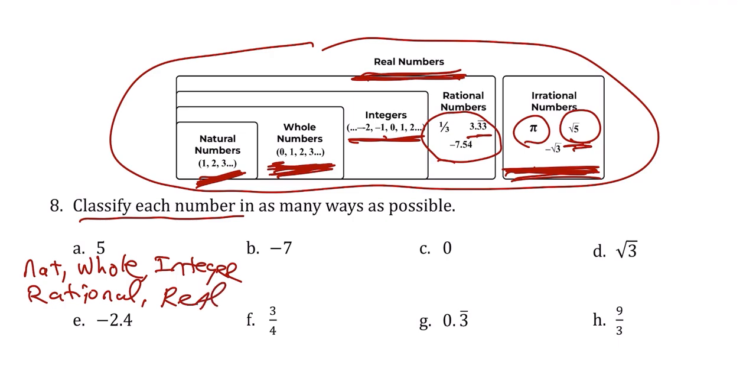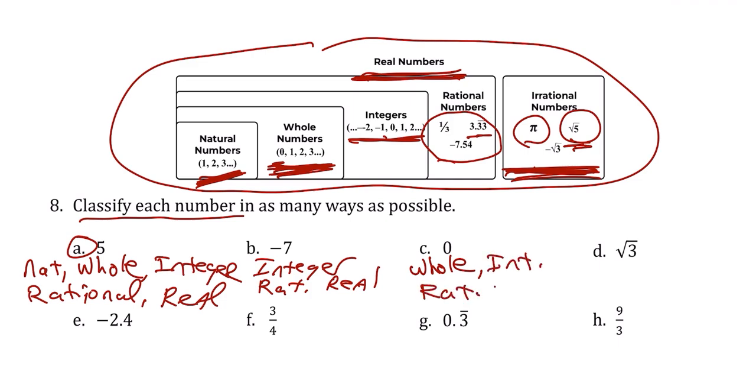Okay, I'm going to go through the other ones much more quickly. -7, it's not natural, not whole, because it's negative, but it is an integer. And then, of course, if it's an integer, it's automatically going to be rational. I'm going to abbreviate that. And then, of course, real. Okay, 0. 0 is everything that letter A was, except it's not natural, because the natural numbers do not include 0. So this is going to have a lot of different terms that we can use, but it's not going to include natural. It'll include the whole, the integer, the rational, I'm going to abbreviate again, and of course the real.